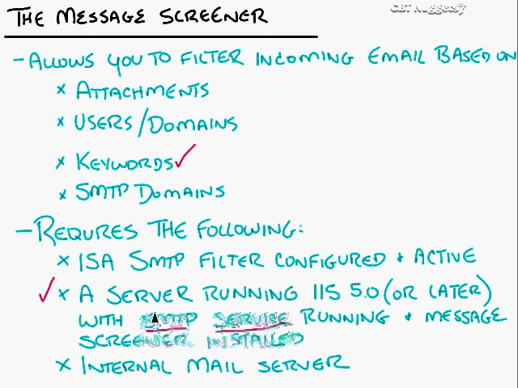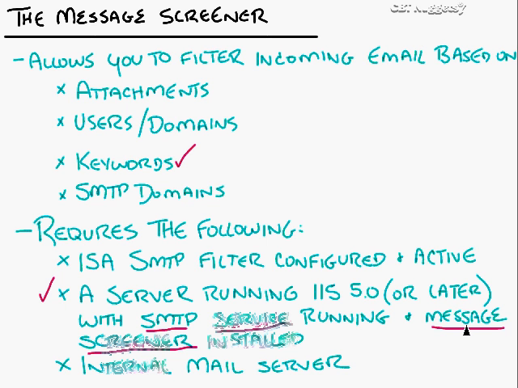Now notice it also says, and the message screener installed. You can actually do a partial installation of ISA server and only choose that custom message screener option. You don't have to install the whole thing, so you can throw that message screener on any server in your network.